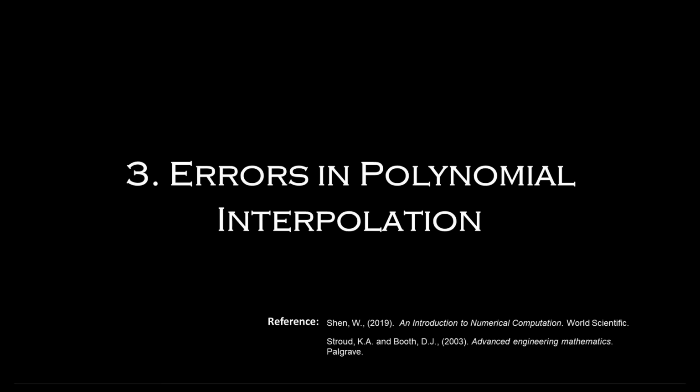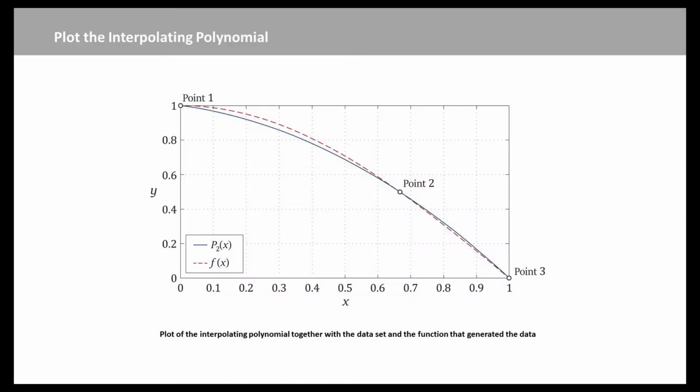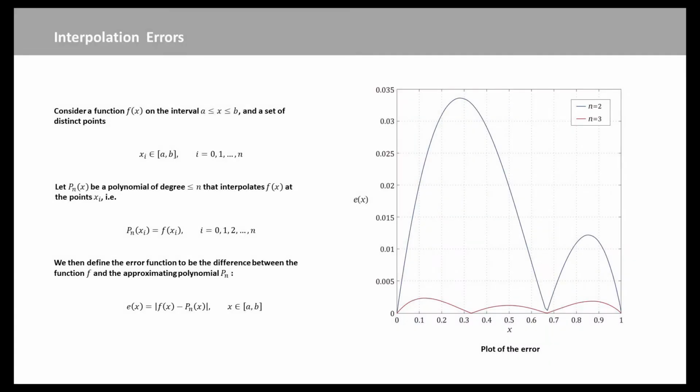Now we can see the errors in the interpolation polynomial. We have the plot where the data set, polynomial P2, and the function cosine of half pi times x are plotted together in the same graph. It is clear to see the errors in the interpolating polynomial. If we want to reduce the error, we can increase the polynomial degree. In this case, the degree n is increased to 3. From this plot, we see that the error decreases as we increase n.